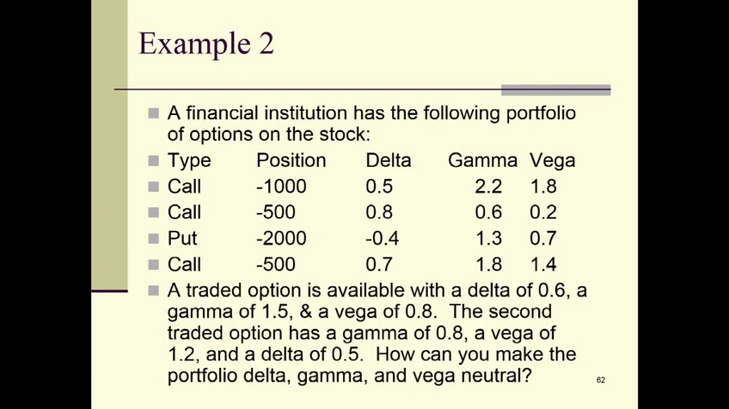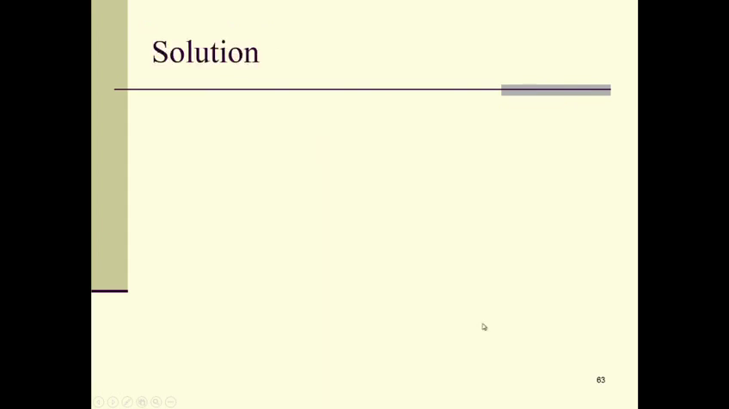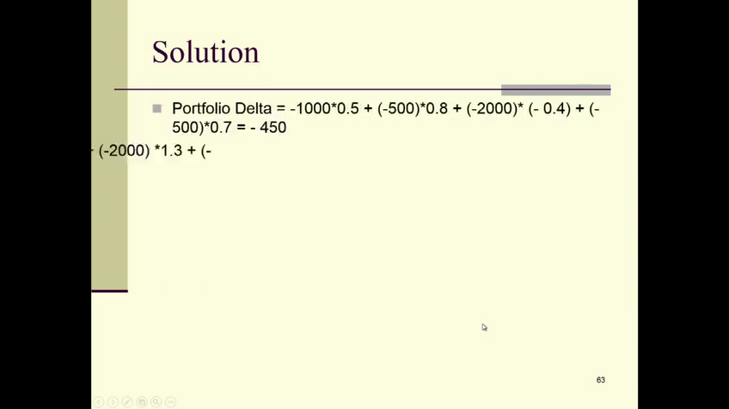Okay, so how do we do this? Well, you first calculate your portfolio delta, gamma, and vega, okay, and then you will know how much of the position you need to hedge. And then using your portfolio gamma and vega, it tells you how many positions you need to hedge, right? And then you make use of these two traded options, gamma, vega, and delta, to determine your resultant position.